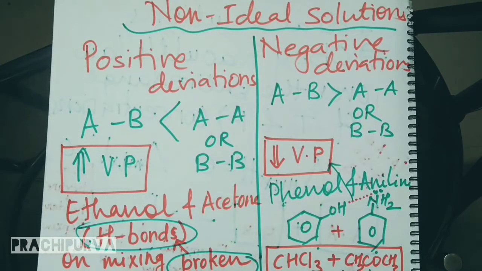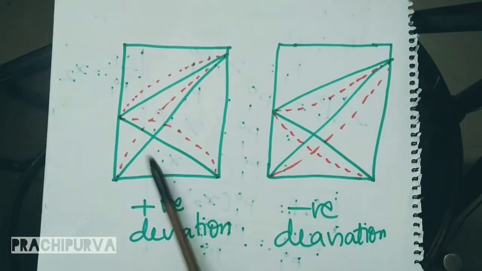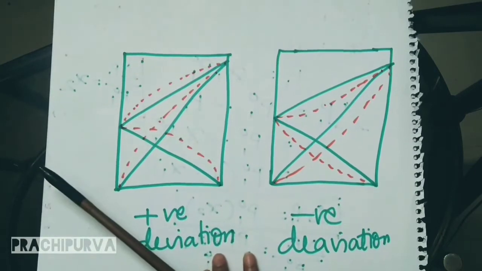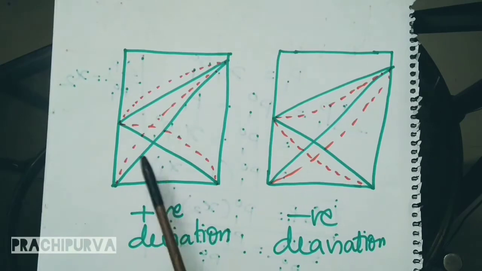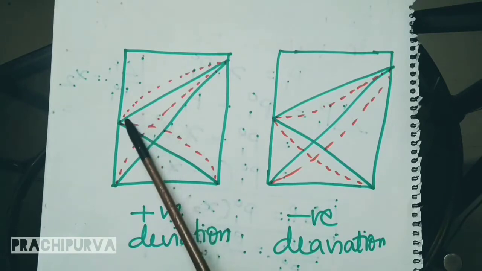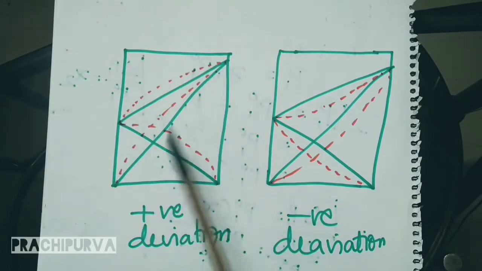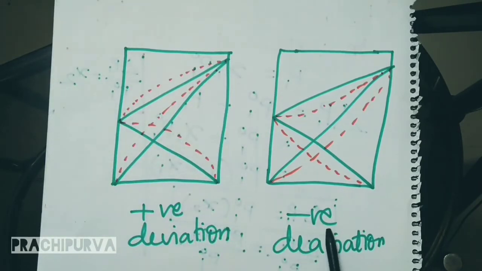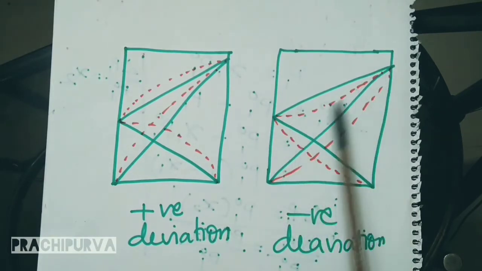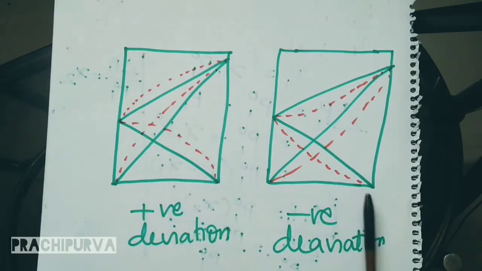I'll show you what positive and negative deviation look like in this graph. I have not labeled this, you just have to see. These green lines are the standard graph which we have studied. In case of positive deviation, the dotted red line, the graph is going above, because the vapor pressure is more. In case of negative deviation, because the vapor pressure is less, the line will always be below the standard line. The standard line is for ideal solutions and this is for non-ideal solutions, positive and negative deviation.